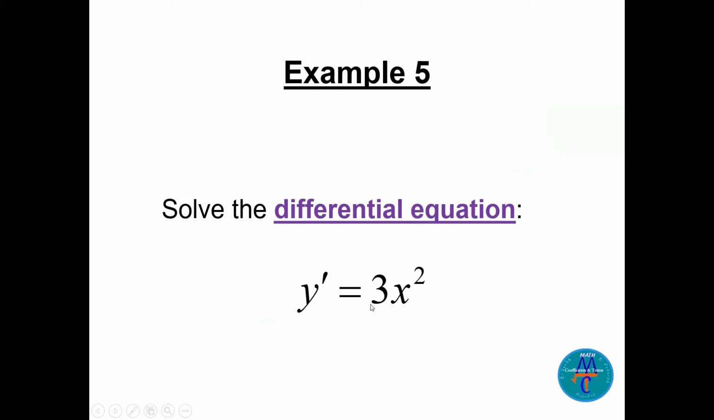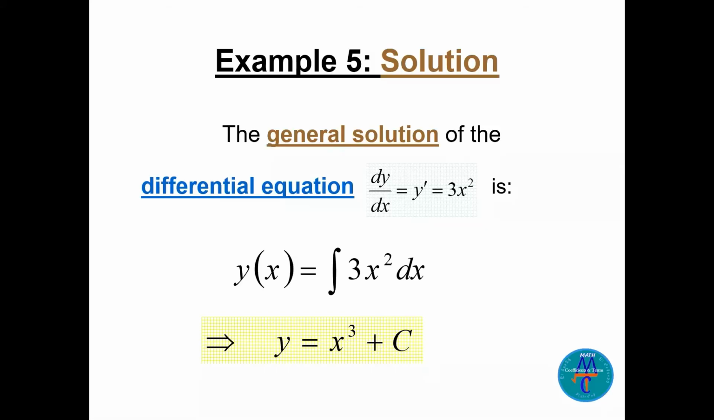Y prime is equal to 3x squared. Now to solve the differential equation dy over dx, which is y prime, is equal to 3x squared, we just integrate. Y of x will be the integral of 3x squared dx. And we can use the first integral formula. So 3 is outside, then x cubed over 3. You can cancel the 3 plus capital C. So y now, the answer, the solution of the simple differential equation will be y equals x cubed plus capital C, which is a constant.